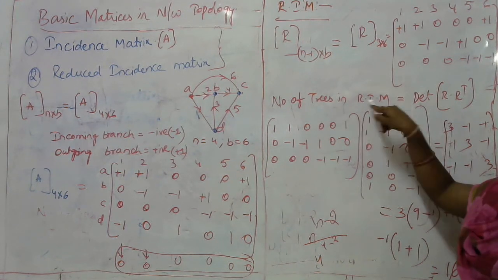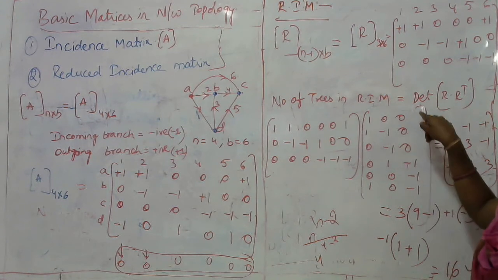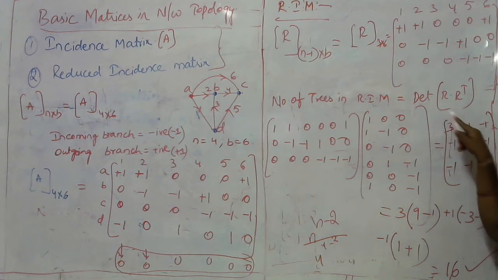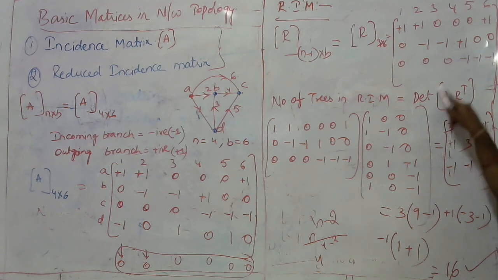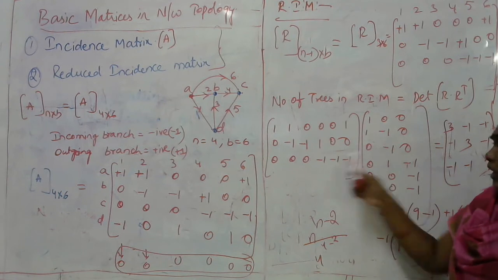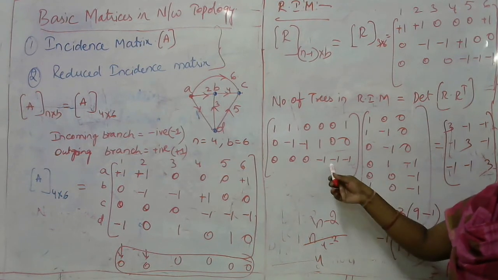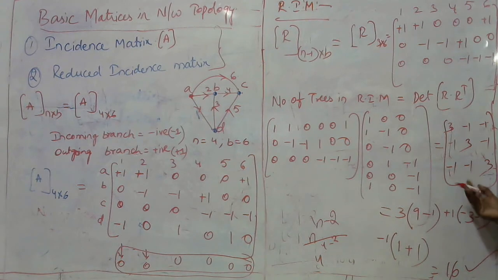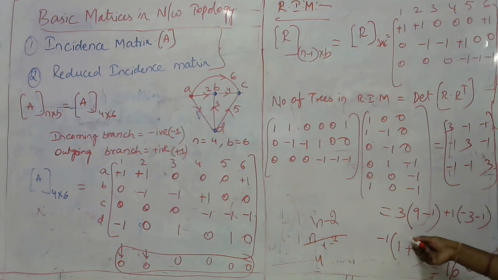Then, in order to find the number of trees for a graph, the formula is that we need to find the determinant of R into R transpose. Here R is nothing but the reduced incidence matrix, and R transpose is nothing but converting rows into columns and columns into rows of the reduced incidence matrix. Just perform the matrix multiplication with the R matrix and the R transpose matrix so that we will get a matrix. For this matrix, we need to find the determinant value. Whatever determinant value we get will represent the number of trees possible for a given graph.